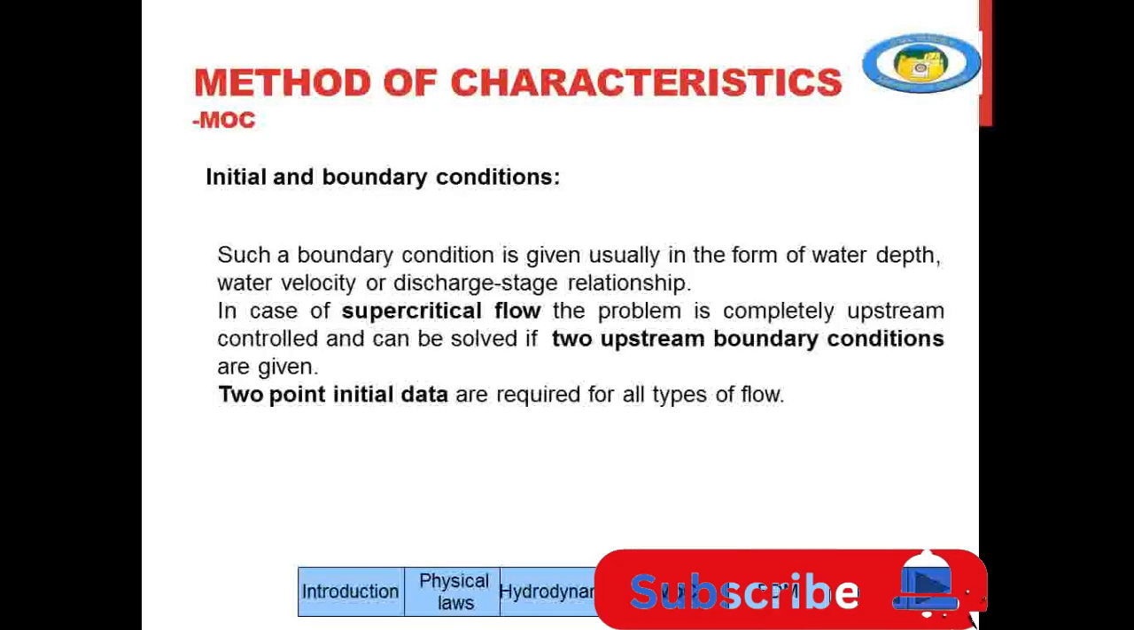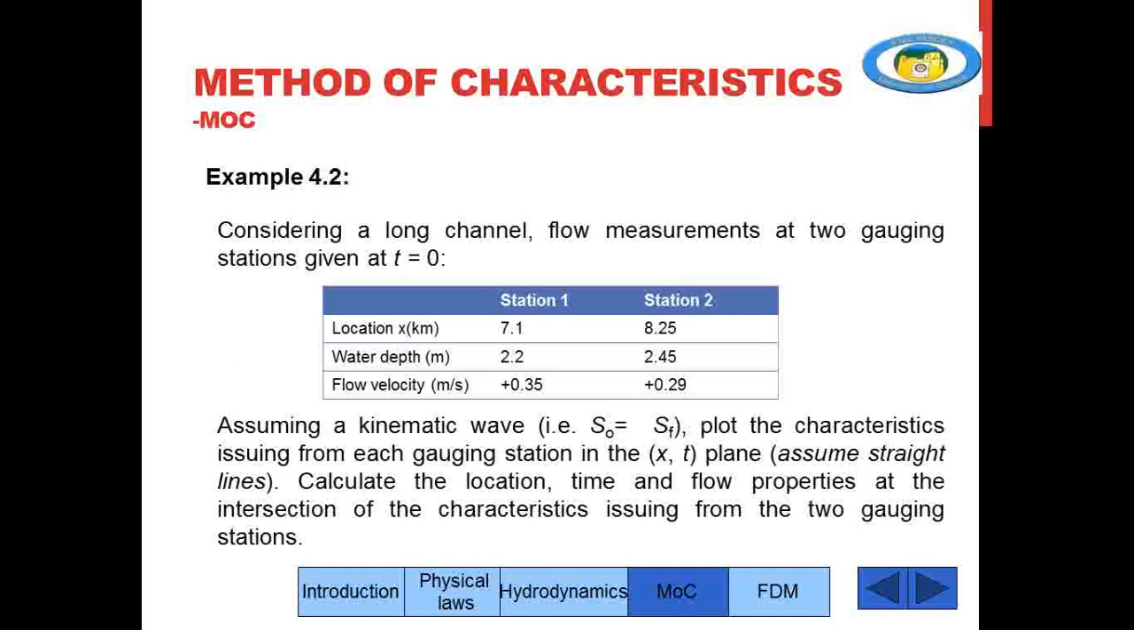Consider a long channel flow with measurements at two gauging stations given at t equal to 0. Their locations are given. Station 1 is upstream at 7.1 kilometers. Station 2 is downstream, at 8.25 kilometers. The water depth at station 1 is 2.2 meters, whereas at station 2 it's 2.45. And the flow velocity at station 1 is positive 0.35 meters per second. At station 2 it's positive 0.29.